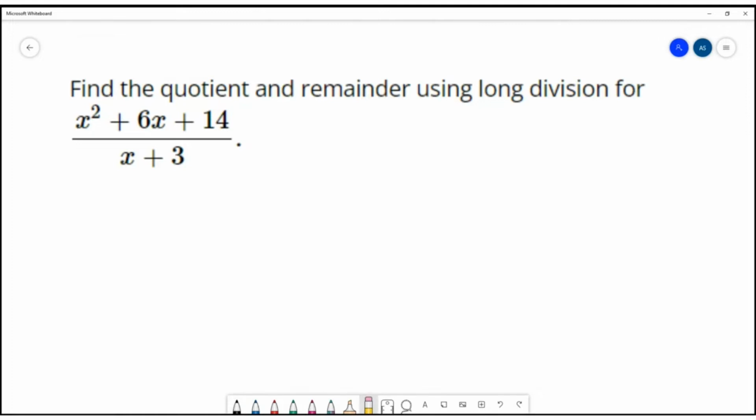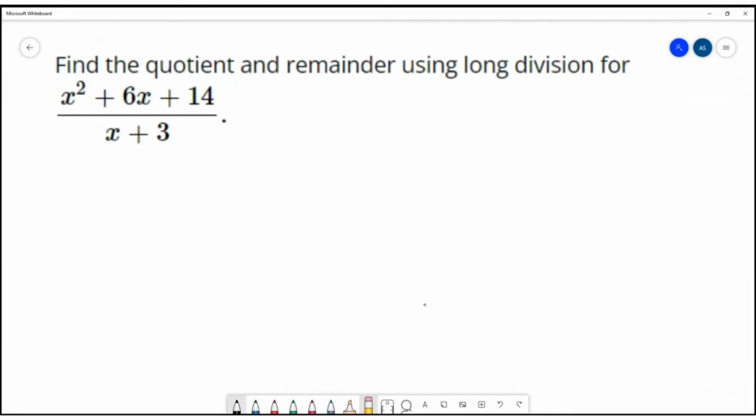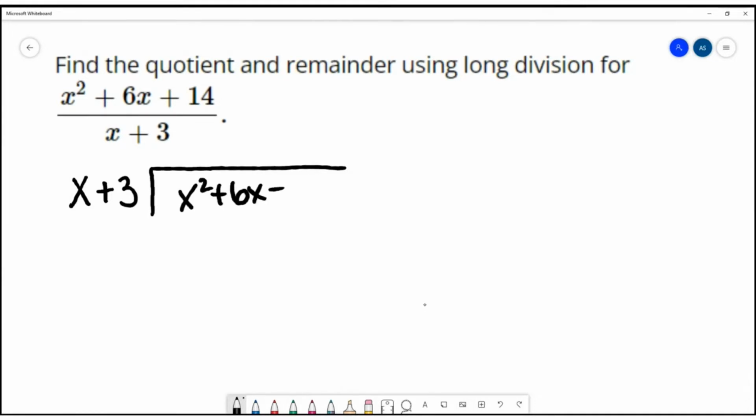We're going to work through the next 5 questions on the practice test. Question says, find the quotient and the remainder using long division: x squared plus 6x plus 14 over x plus 3. We're going to use long division, dividing by x plus 3 and dividing into x squared plus 6x plus 14.